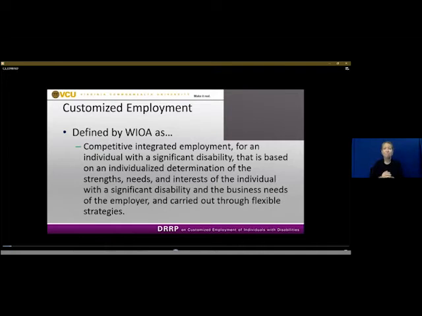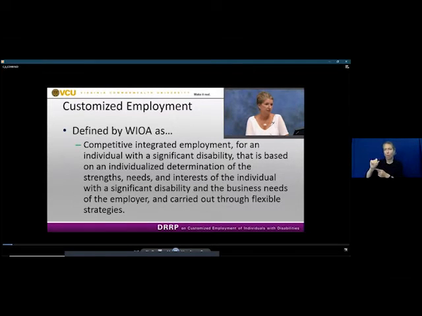Let's start off with what customized employment is, as defined by the Workforce Innovation and Opportunity Act. It is defined as competitive, integrated employment for an individual with a significant disability that's based on an individualized determination of the strengths, needs, and interests of the individual with a significant disability and the business needs of the employer, and carried out through flexible strategies. Let's deconstruct this definition a little bit.